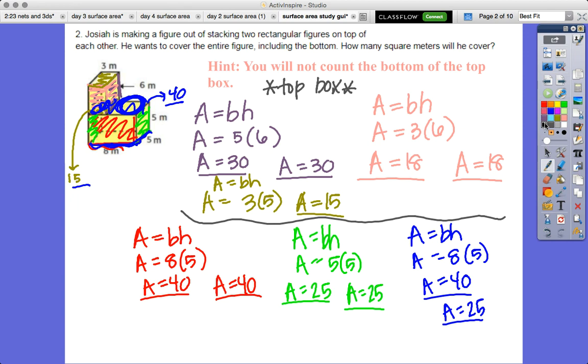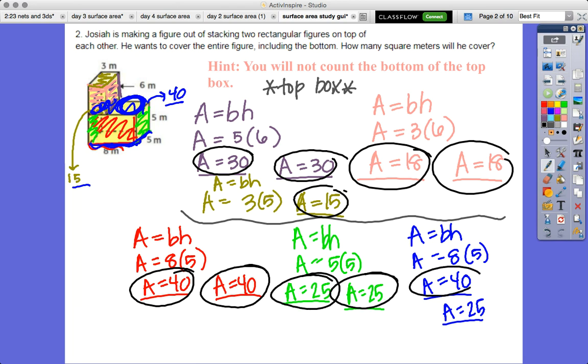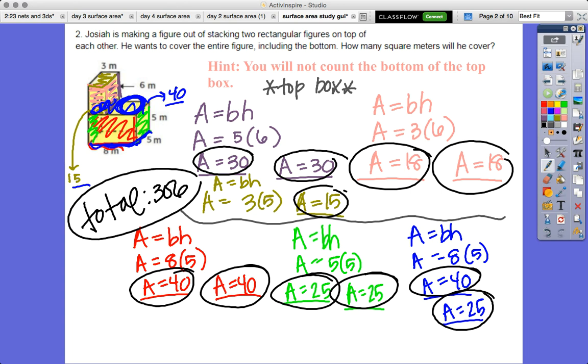So now you're going to say 30 plus 30 plus 15 plus 18 plus 18 plus 40 plus 40 plus 25 plus 25 plus 40 plus 25 again. And you should get a total of 306 square meters.